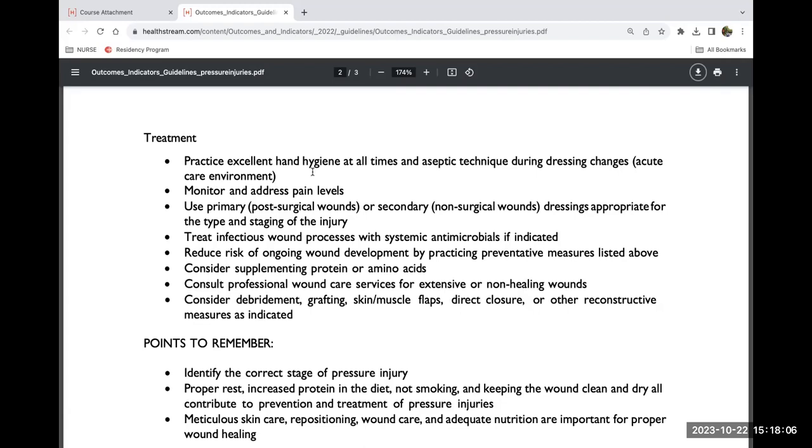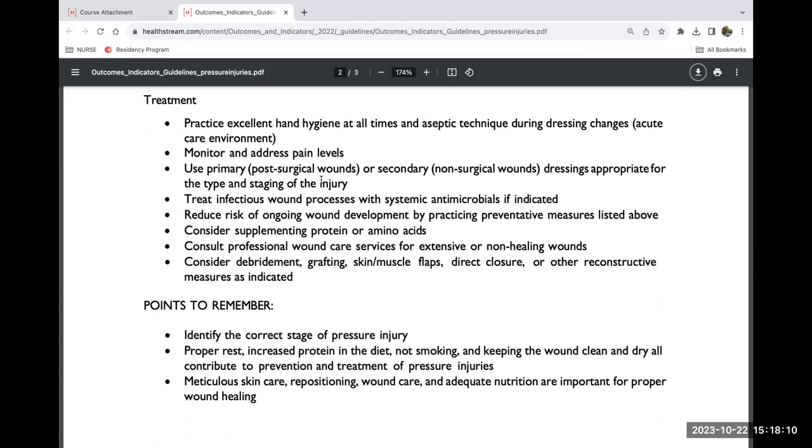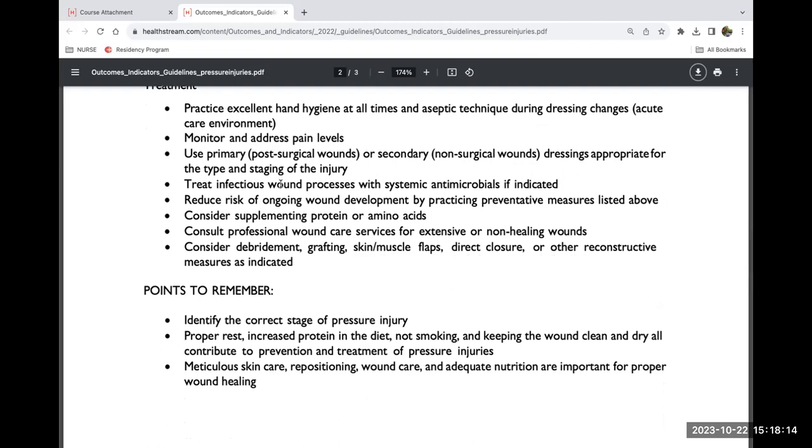Monitor and address pain levels. Use primary dressings for post-surgical wounds or secondary dressings for non-surgical wounds, appropriate for the type and staging of the injury. Treat infectious wound processes with systemic antimicrobials if indicated. Reduce risk of ongoing wound development by practicing preventative measures listed above.